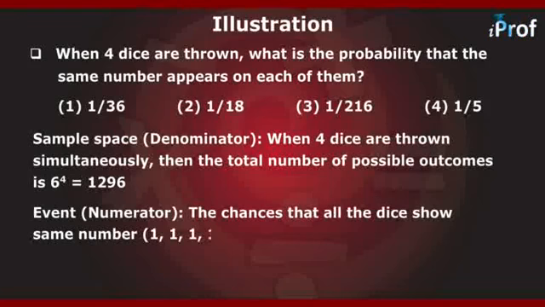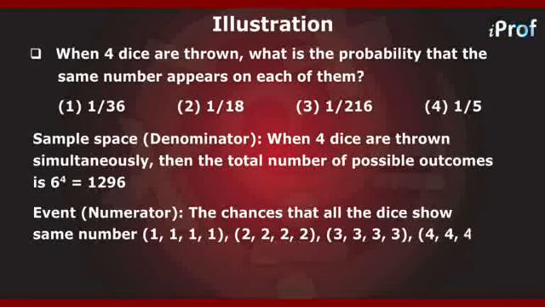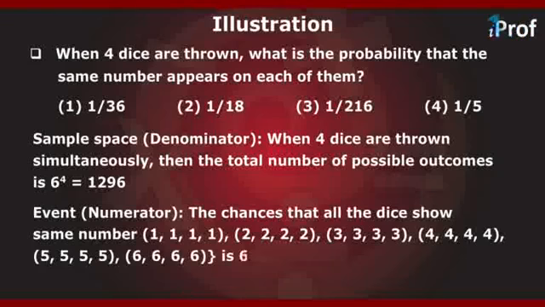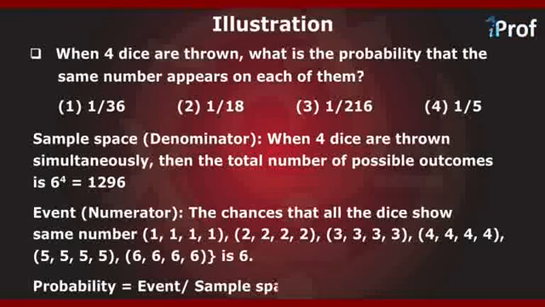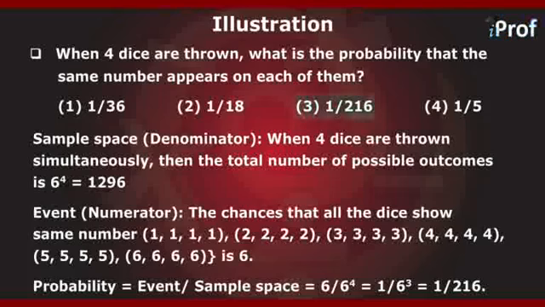2, 2, 2, 2, 3, 3, 3, 3, 4, 4, 4, 4, 5, 5, 5, 5, 6, 6, 6, 6, which is equal to 6. Probability is equal to event by sample space, which is equal to 6 by 6 raised to 4, which equals 1 by 6 raised to 3, which becomes 1 by 216. And hence, the correct alternative is option 3.